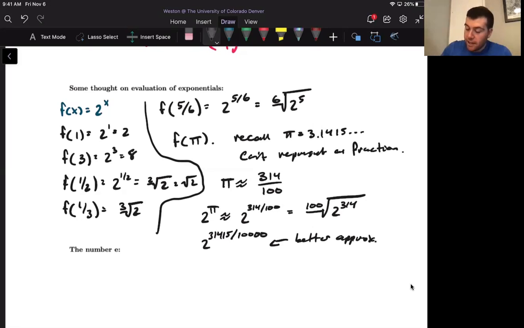And maybe we should note that 2 to the pi is also pretty close to 2 cubed. So if you want to think about what 2 to the pi is, we can think about it as being a bit bigger than 8. So I'm not sure what it is. Maybe it's 9, but because it's 3.14 and 2 to the 3 is 8, 2 to the pi is going to be a bit bigger than 8.